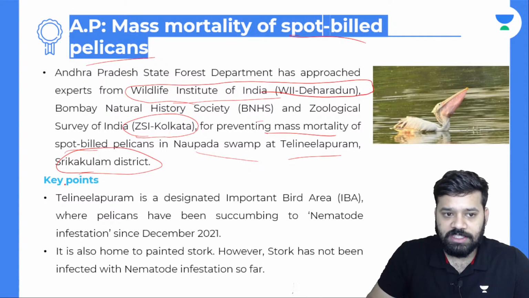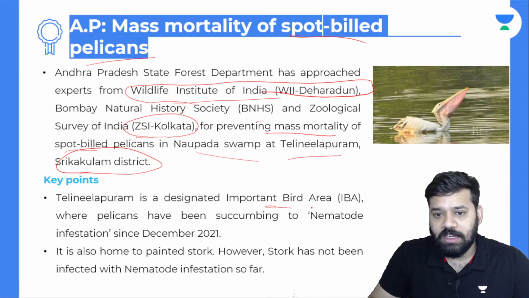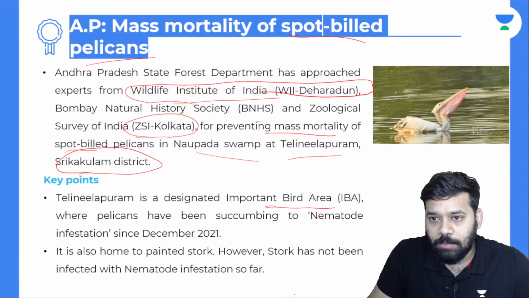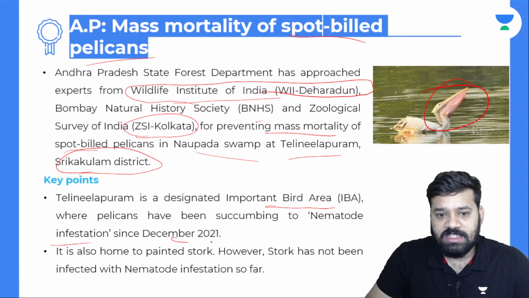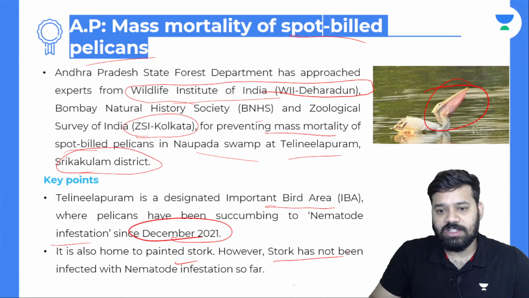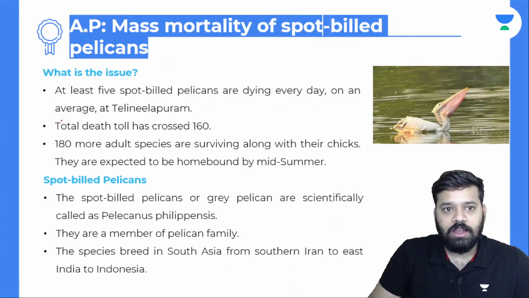Please remember this location. What are the key points? Telinilapuram is a designated important bird area where pelicans have long beaks and long necks. Okay, you can have a look at this in the picture here. And the pelicans have been succumbing to nematode infestation since December 2021. It is also home to painted stork. However, stork has not been infected with nematode infestation so far. So what is the issue?